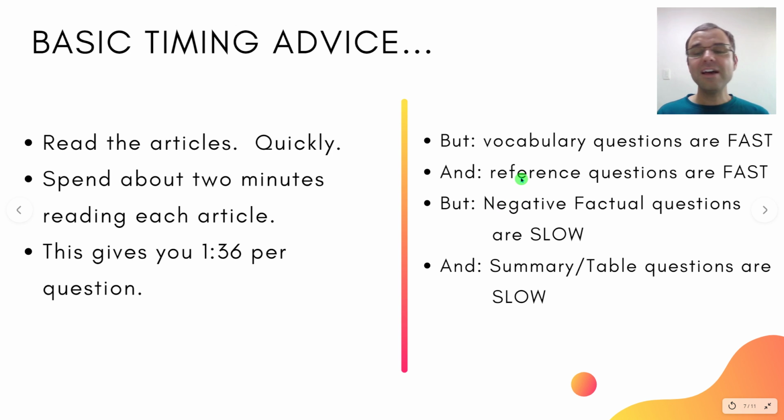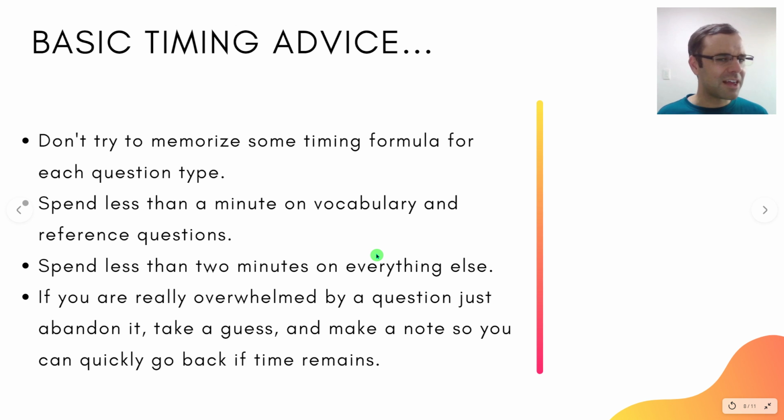On the other hand, the negative factual questions require you to read a ton of sentences, like the whole paragraph, to pick out whatever's not mentioned. So you're going to need more than 1:36. Likewise, the summary and table questions use the whole article, so they'll take a little bit longer. What does this mean then? Well, first of all, don't try to memorize some timing formula for each question type. That's just going to make it too complicated and you're going to panic and get confused.